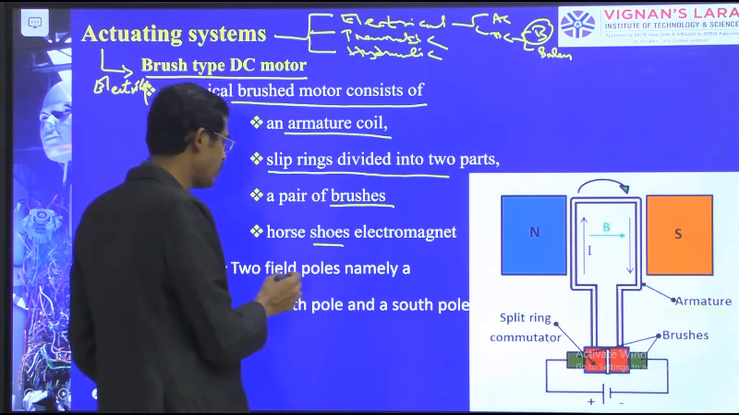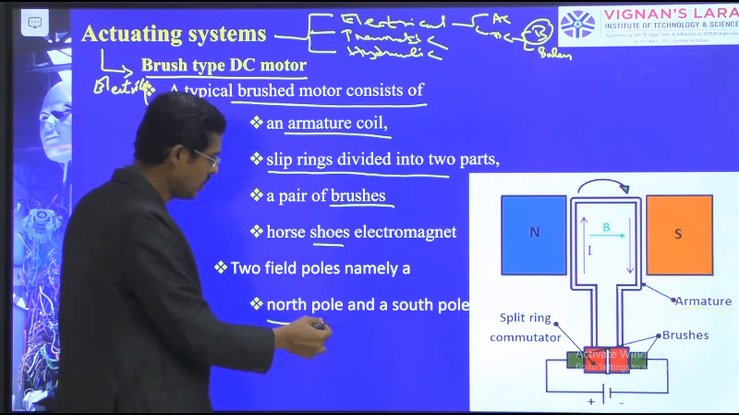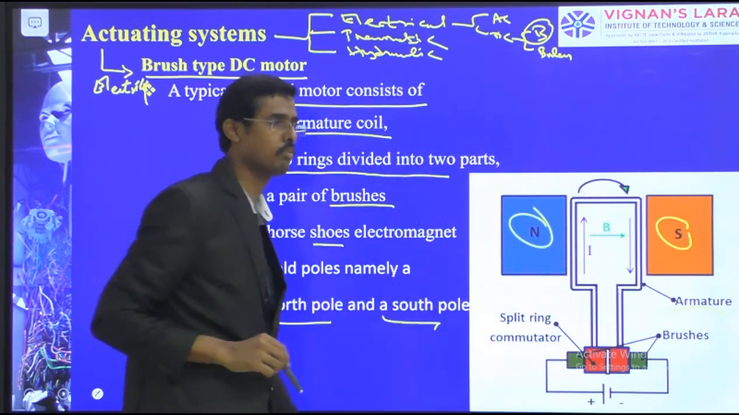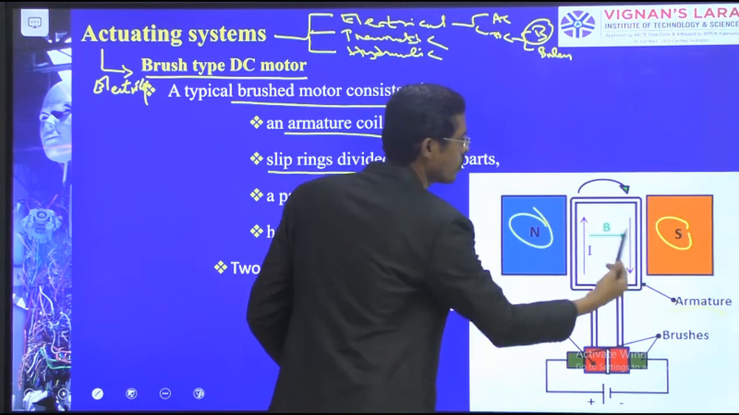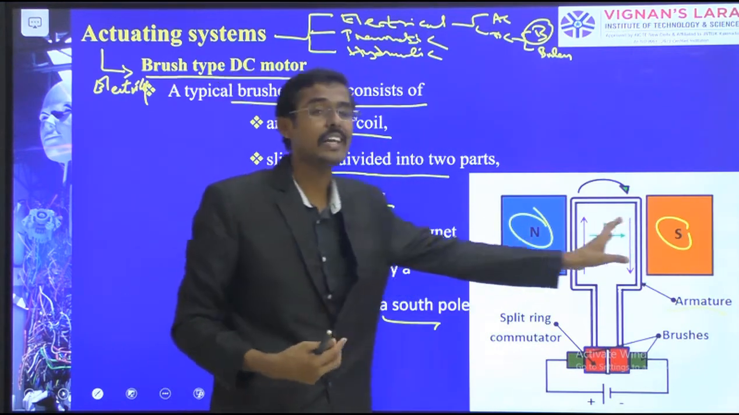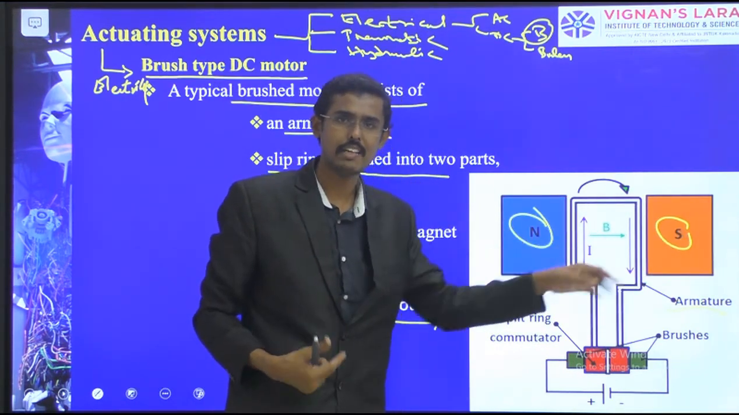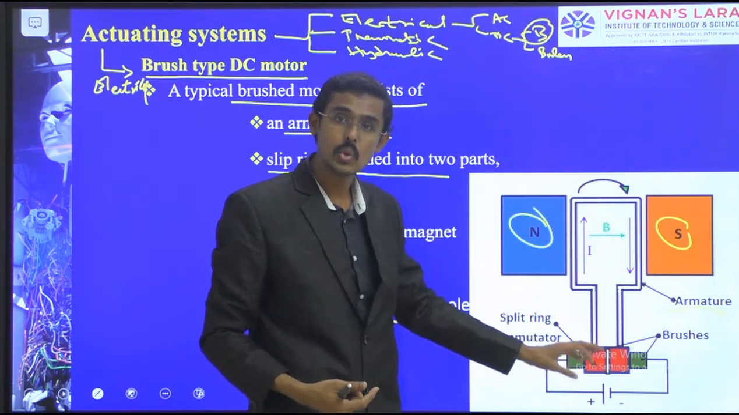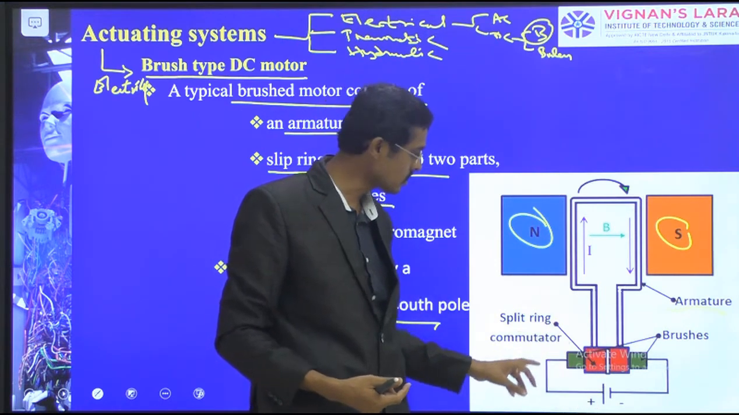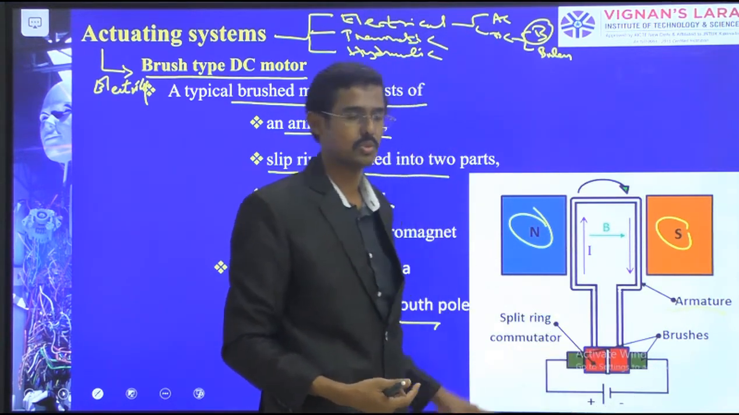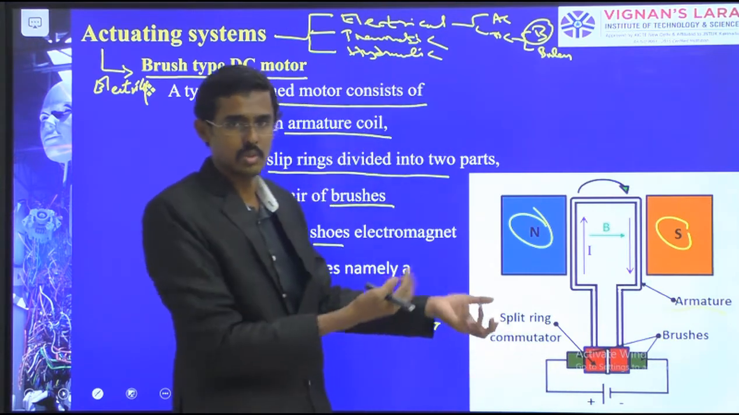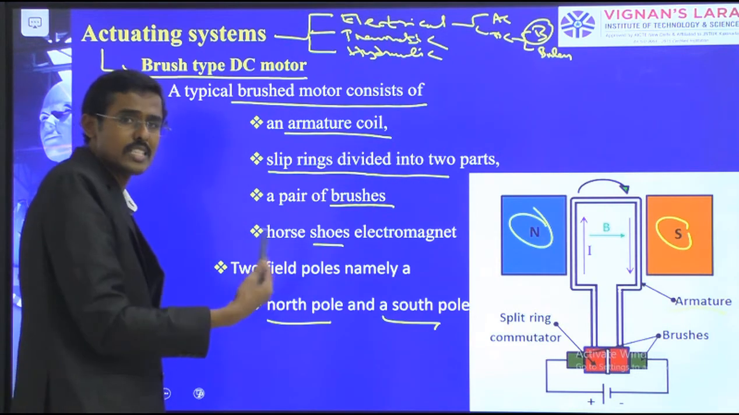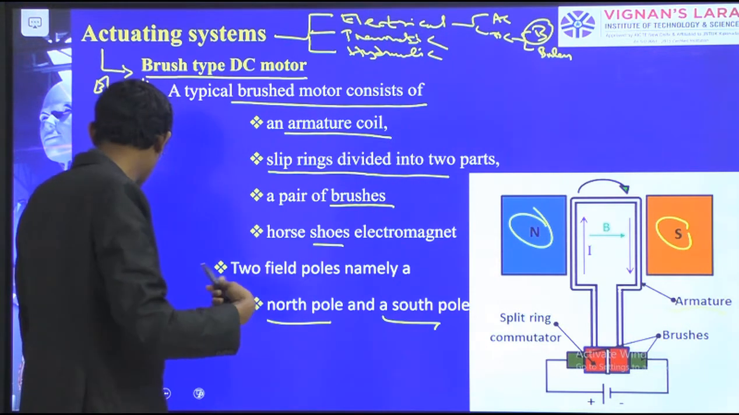So there are 2 field poles, namely a north pole and a south pole. In between the north pole and south pole magnets, we are going to keep the armature, which is going to rotate by the action of the magnetic field. Due to this magnetic field, obviously this armature will rotate, and the brushes supply power from the source, positive to negative. Through this, how fast it is rotating, we can determine, and we can generate the torque.